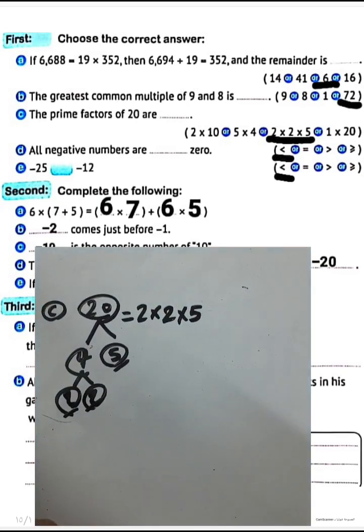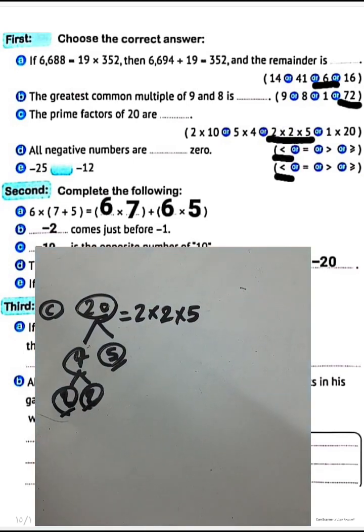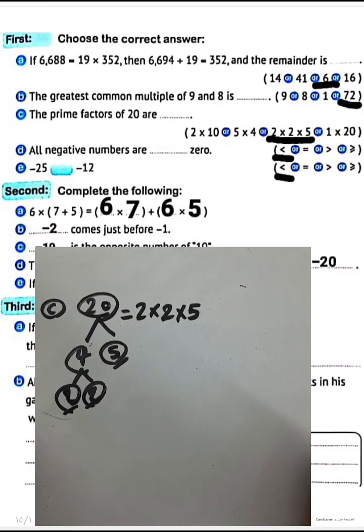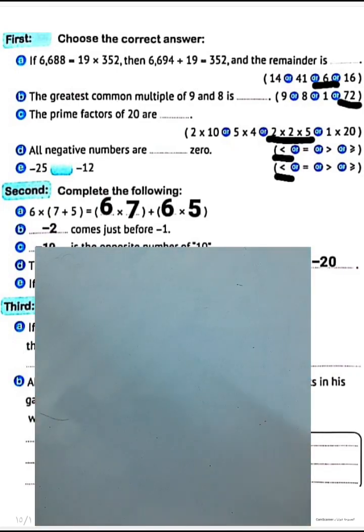Okay, choose this result. All negative numbers are less than 0, such as negative 1, negative 2, negative 3, so you must write here less than. Negative 25 or negative 12, which is nearest to 0? Negative 12 is nearest to 0, then negative 25 is less than negative 12.